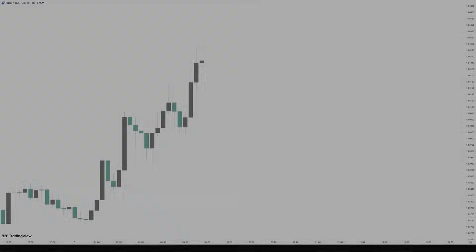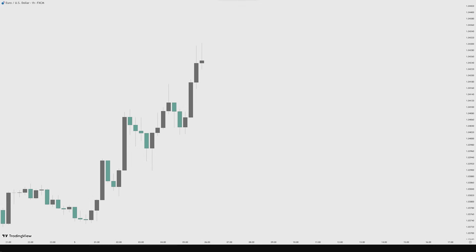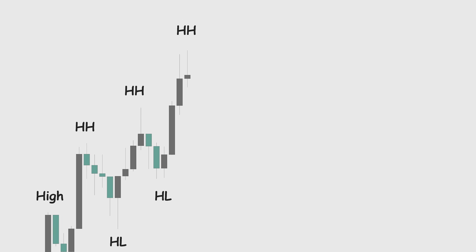Here is an example of a high-quality demand zone. If we draw the zigzag lines on the Euro-Dollar 1-hour chart, we will see highs and lows marked like this. The latest impulsive movement meets all the criteria for a high-quality zone.